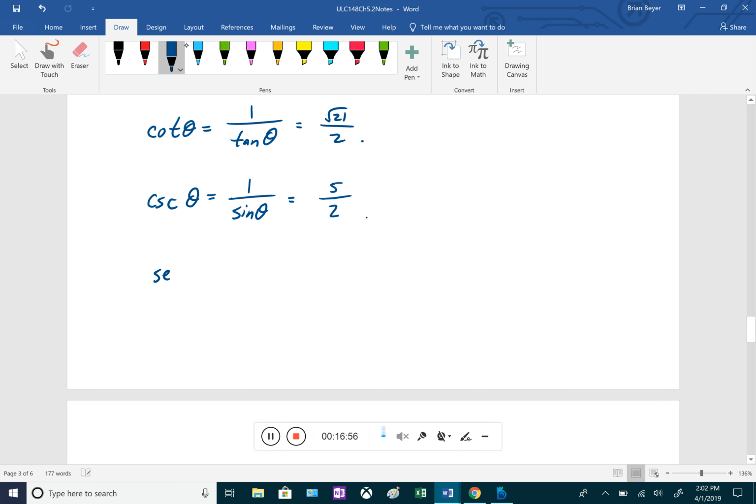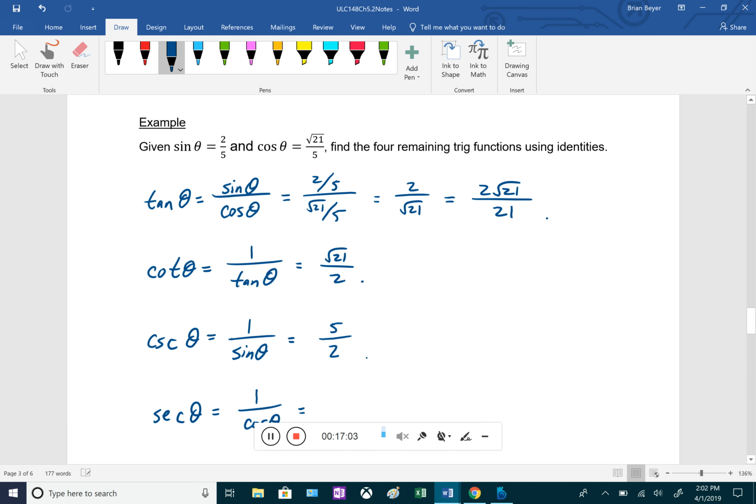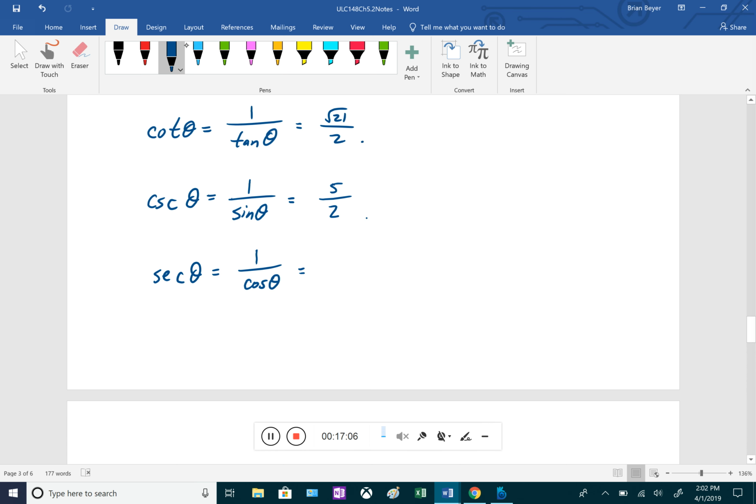Last one, we have secant. Secant is the reciprocal of cosine. Cosine was radical 21 over 5, so this would be 5 over radical 21, which is 5 radical 21 over 21. Okay, so make sure you know these identities.